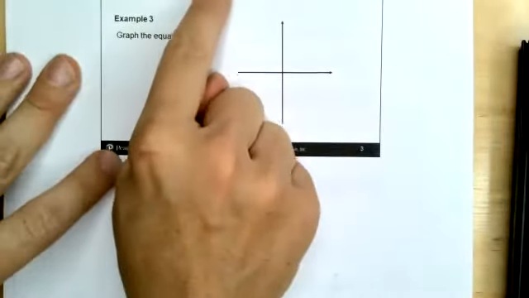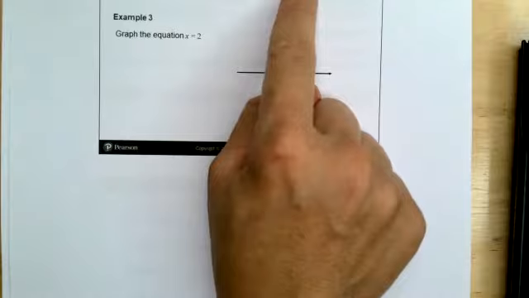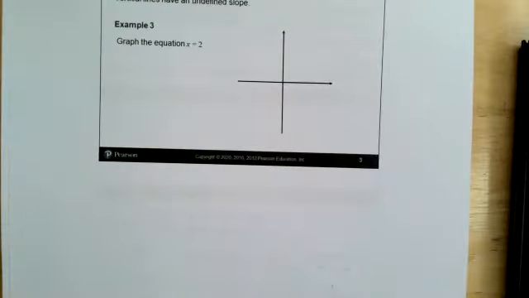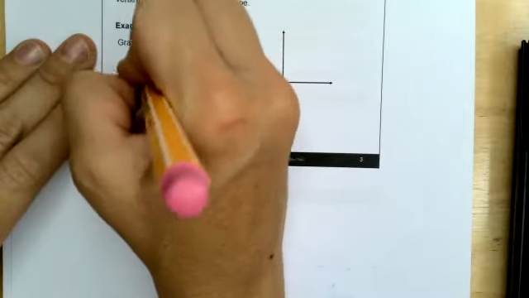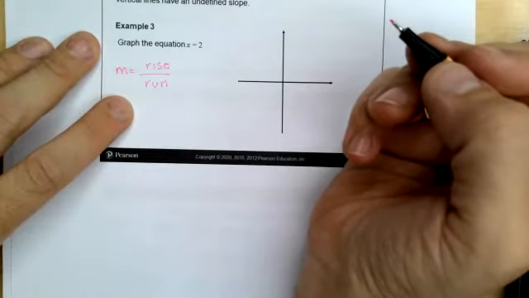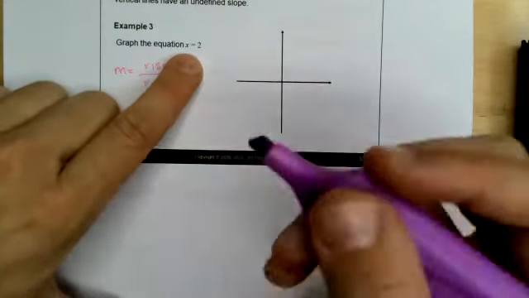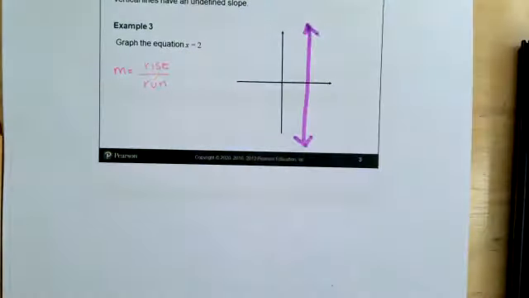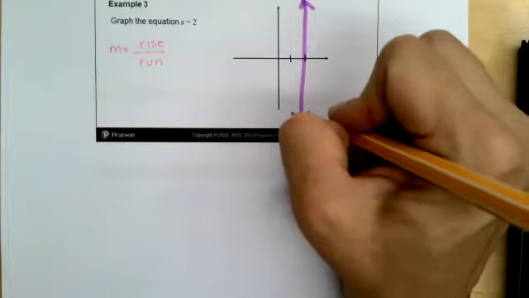So vertical lines have x equals a constant, and that letter is where it crosses x, okay? They have an undefined slope. If we're talking about m equals rise over run, they will always rise, but they will never run, right? x equals 2. They asked us to graph x equals 2. So it's right on the line, x equals 2.